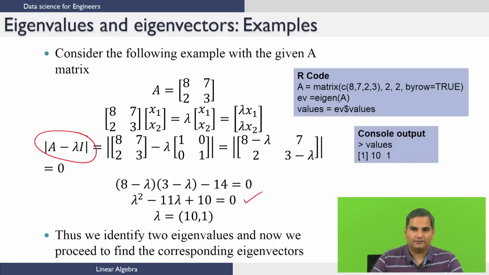Though your original matrix A is real, the solution to your eigenvalue problem could be either real or complex depending on the polynomial that you end up with. In this case, we have chosen this example in such a manner that I get two real solutions, and the real solutions are 10 and 1. So you can easily see that this equation has solutions 10 and 1. So that means I have two eigenvalues, lambda 1 equal to 10 and lambda 2 equals 1.